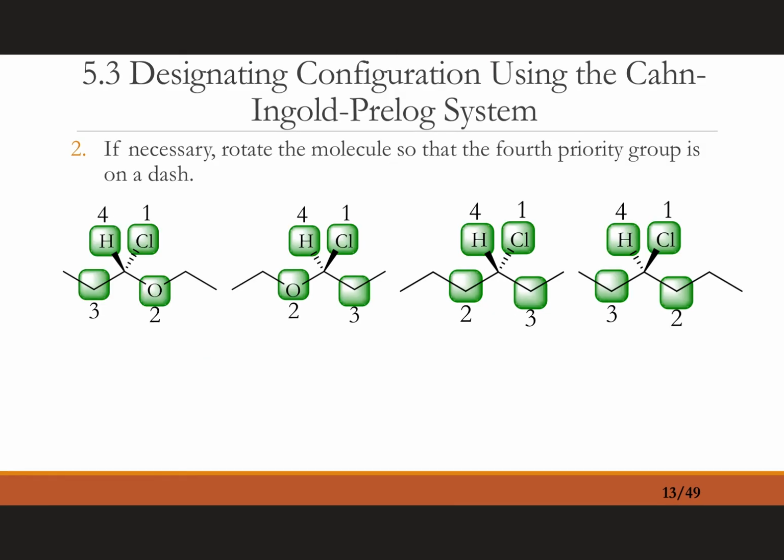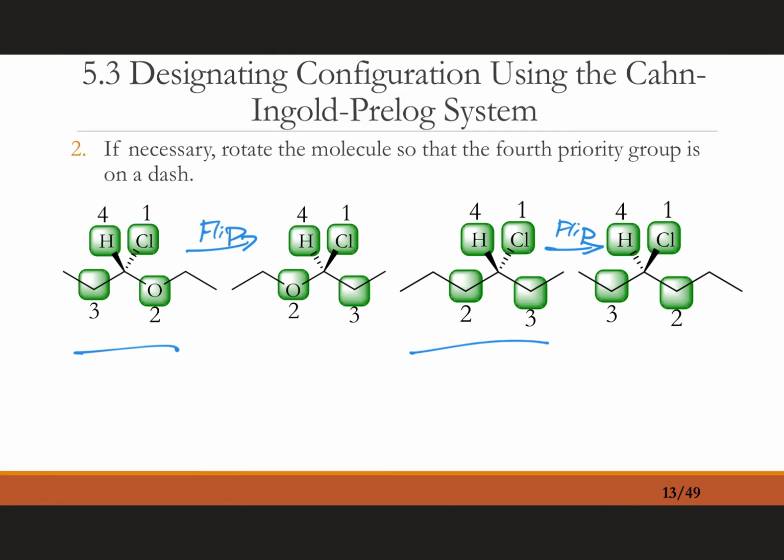Rule 2, if necessary, rotate the molecule so that the fourth priority group is on a dash. So these were the structures we were given in the previous slide. And you see the hydrogens are on the wedge bond, not the dash bond. So after flipping it over, there and here, now the hydrogens are in the back in both of them. That's the next step.